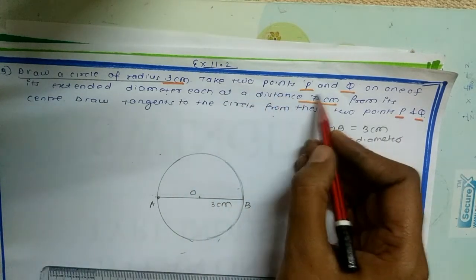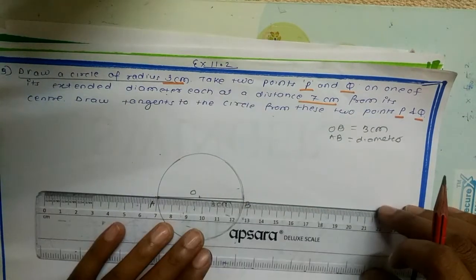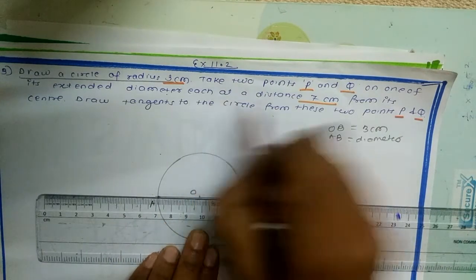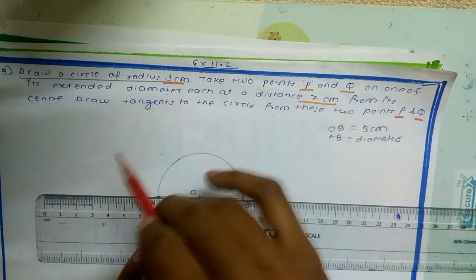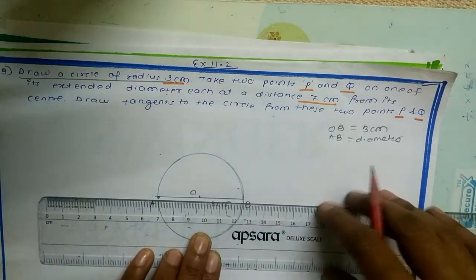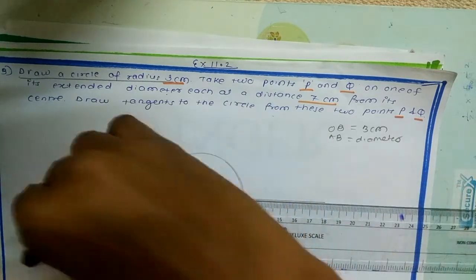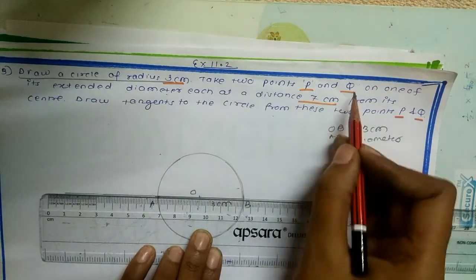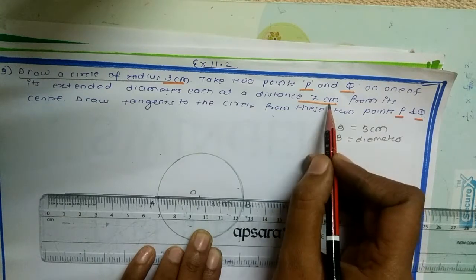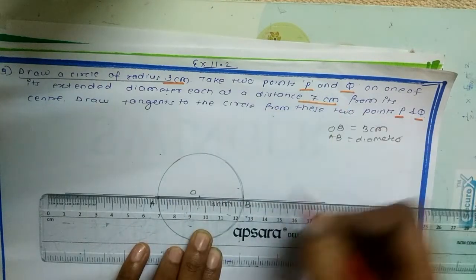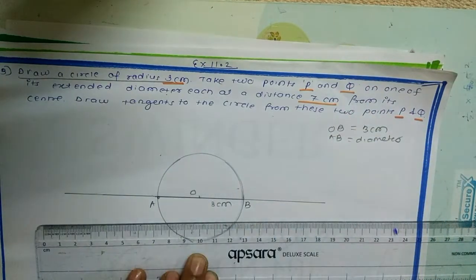Take 2 points P and Q on one of its extended diameter. So this diameter we have to extend. These 2 points we have to take on the diameter, each at a distance of 7 cm from its center. So first let us extend this diameter. The points P and Q we have to take on this extended part of the diameter, each one at a distance of 7 cm from its center. So P should be at a distance of 7 cm from O, and Q should be at a distance of 7 cm from the center.